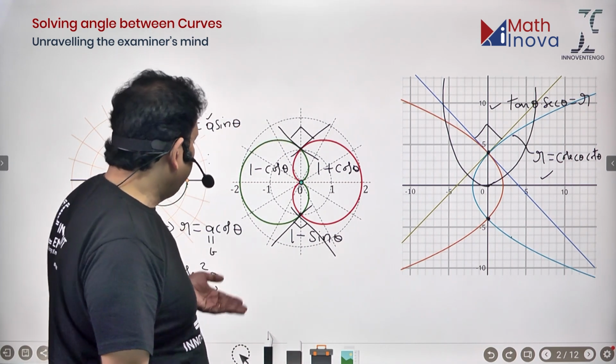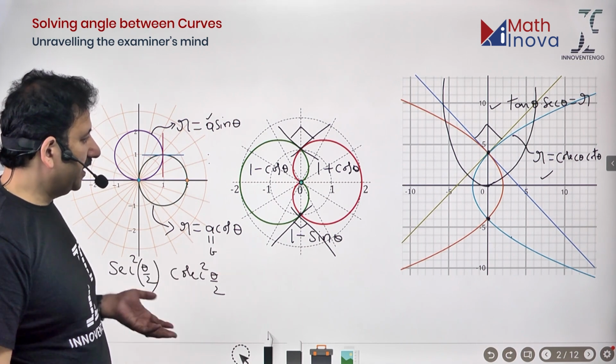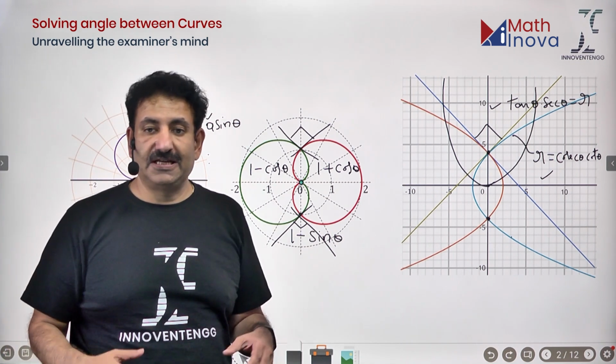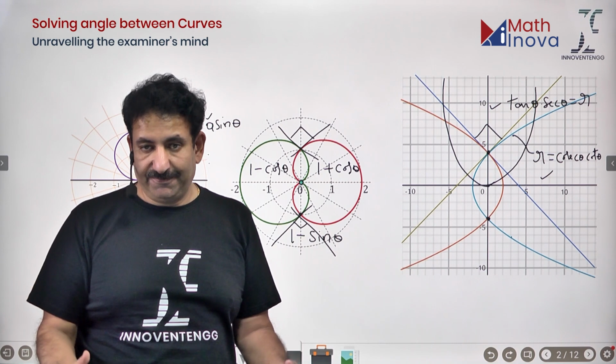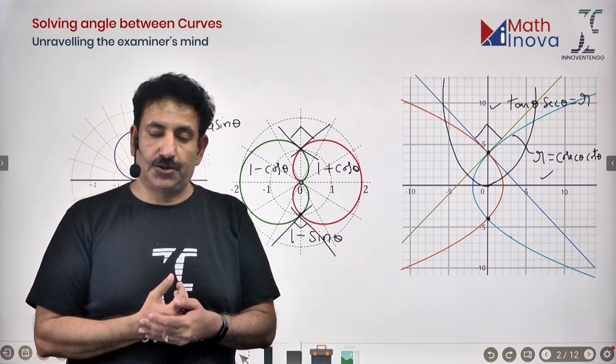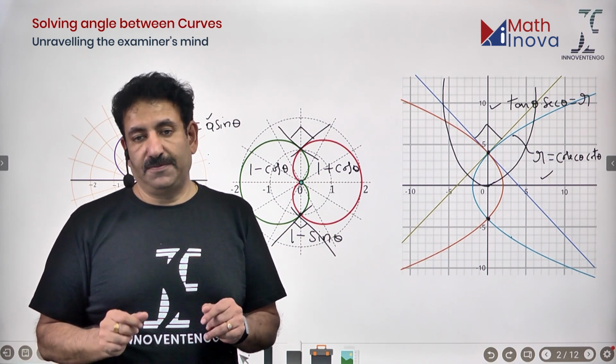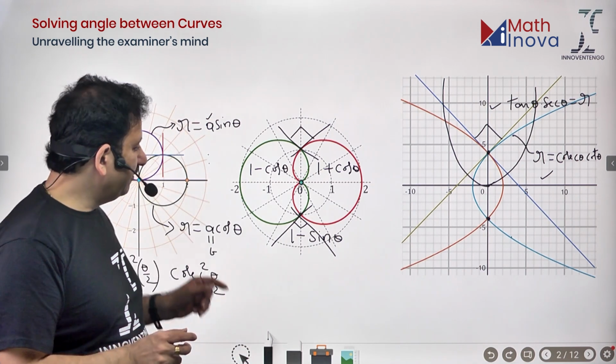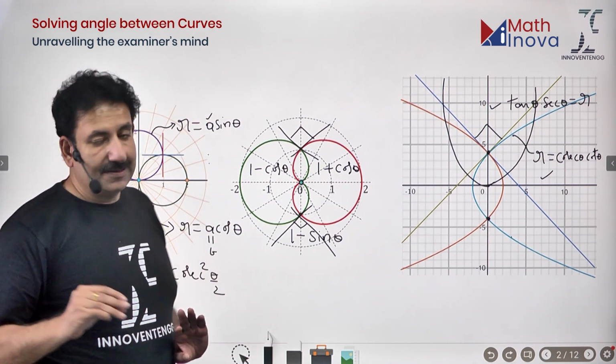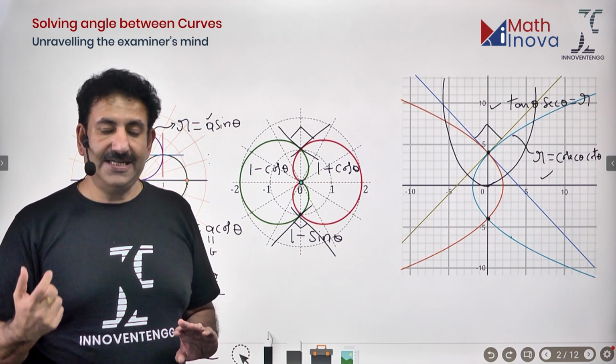So we have given you some 4 or 5 examples. You can also develop an intuition yourself by looking at various curves, whether they intersect orthogonally or not. That's very, very important. If you are able to identify the orthogonality, the problem becomes absolutely easy for you.